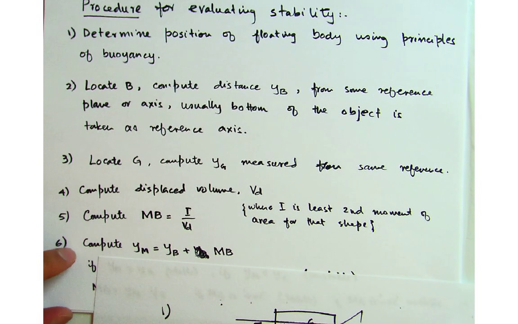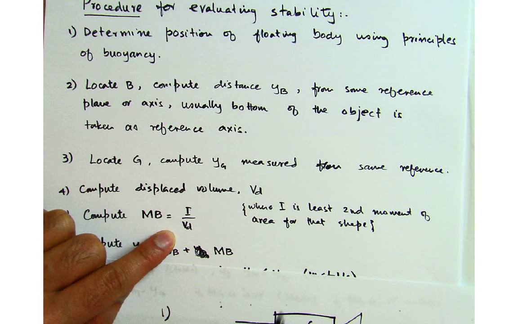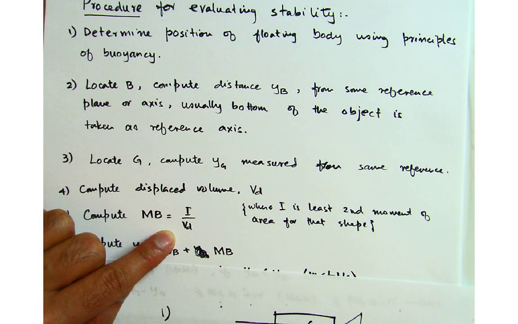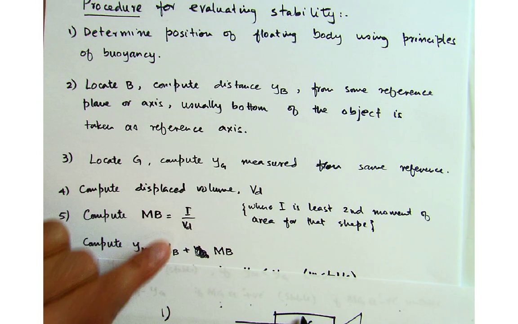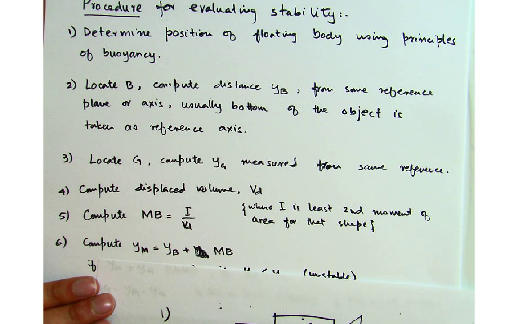After this, we're going to compute MB, which is equal to I over VD, where I is the least second moment of area for that shape. So in this case, we have to find MB, and somewhere over here it can be above or below. So we will compute that based on the least second moment of area.